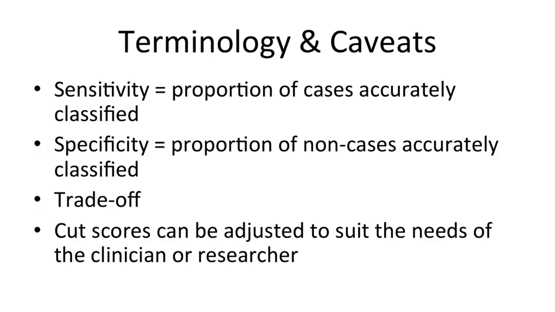Sensitivity is defined as the proportion of cases accurately classified. So if you have a sample of people and you're studying, let's say, Alzheimer's, and you're trying to have a test that's very sensitive, it's sensitive to the degree that it captures as many cases as possible. Now its cousin is specificity, and that's the proportion of non-cases accurately classified.